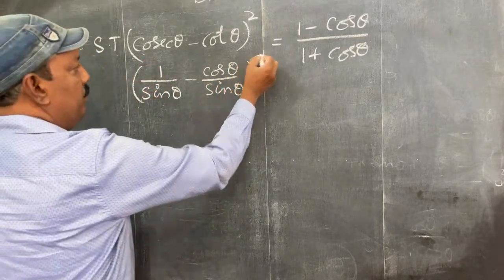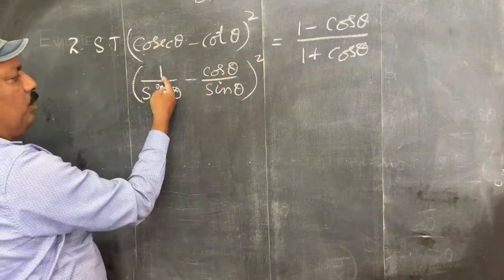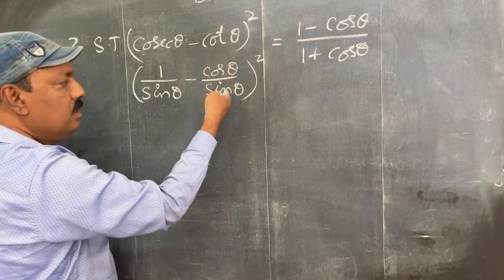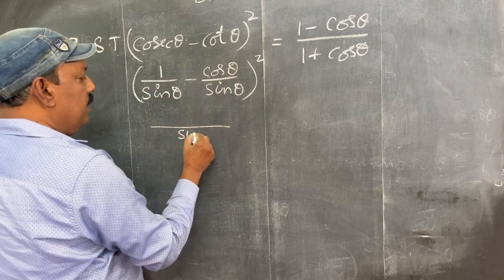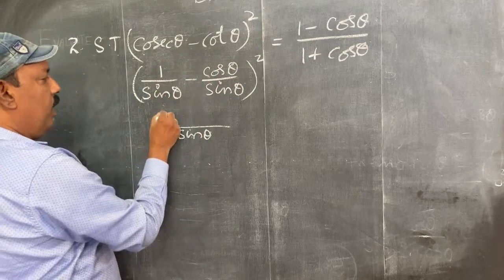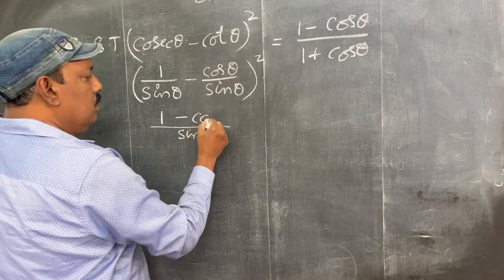Now the whole square will be as is. Here once again you see cosecant theta, I am converting into 1 by sin theta, minus cot theta, I am converting into cos theta by sin theta. LCM is sin theta here. Sin theta by sin theta is 1, into 1. Sin theta by sin theta is 1, into cos theta.